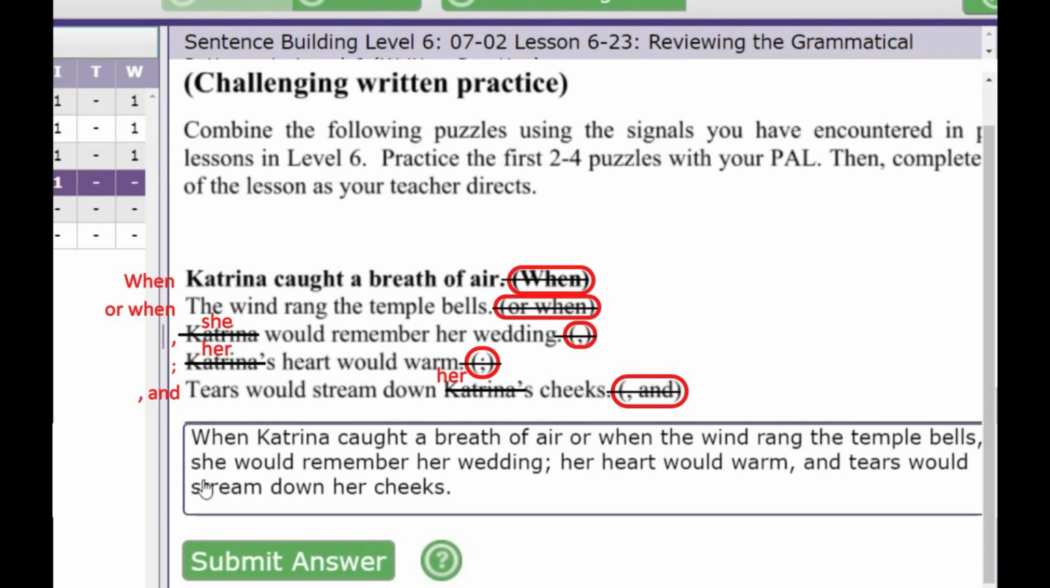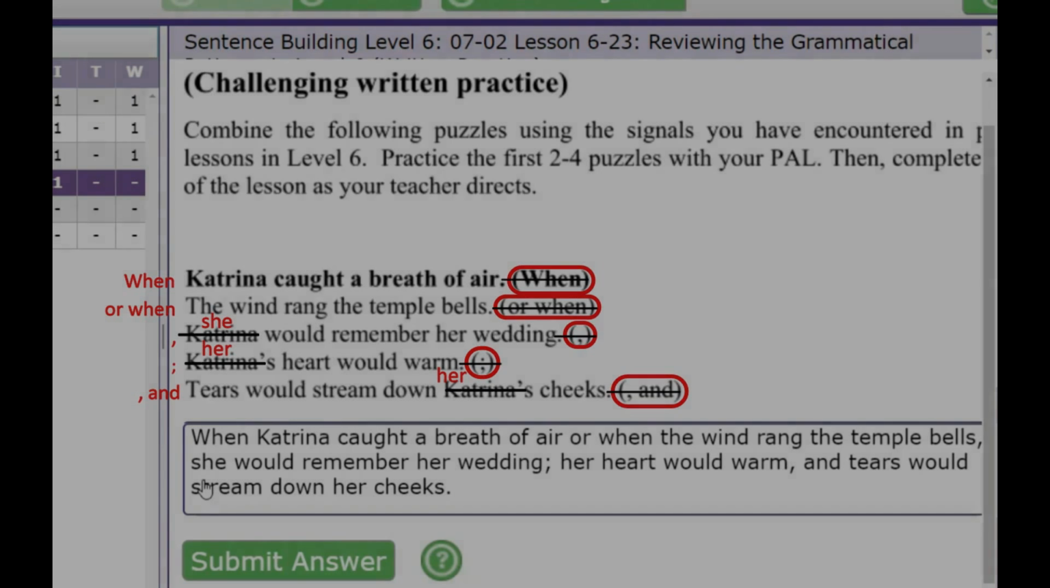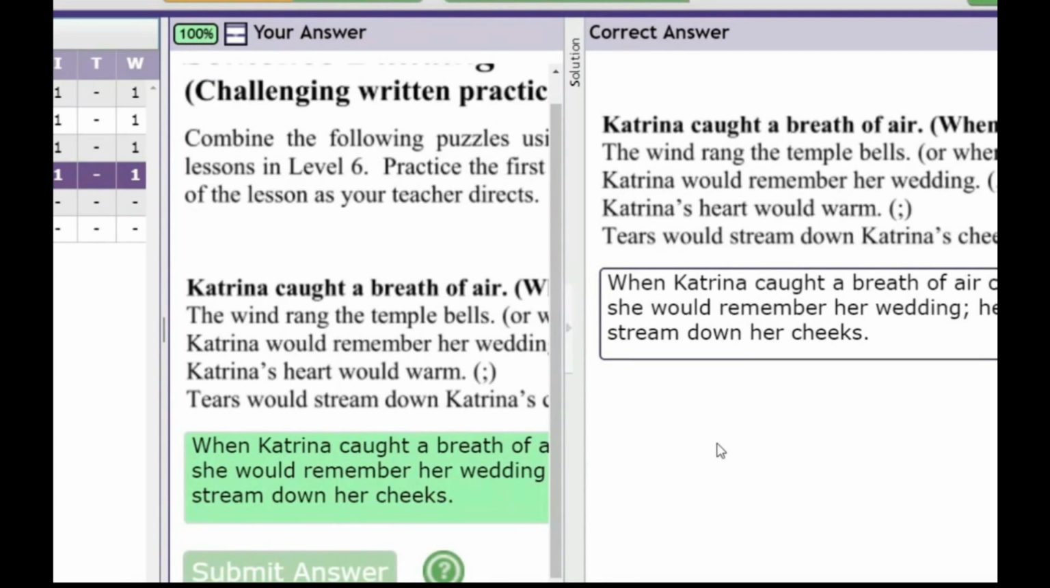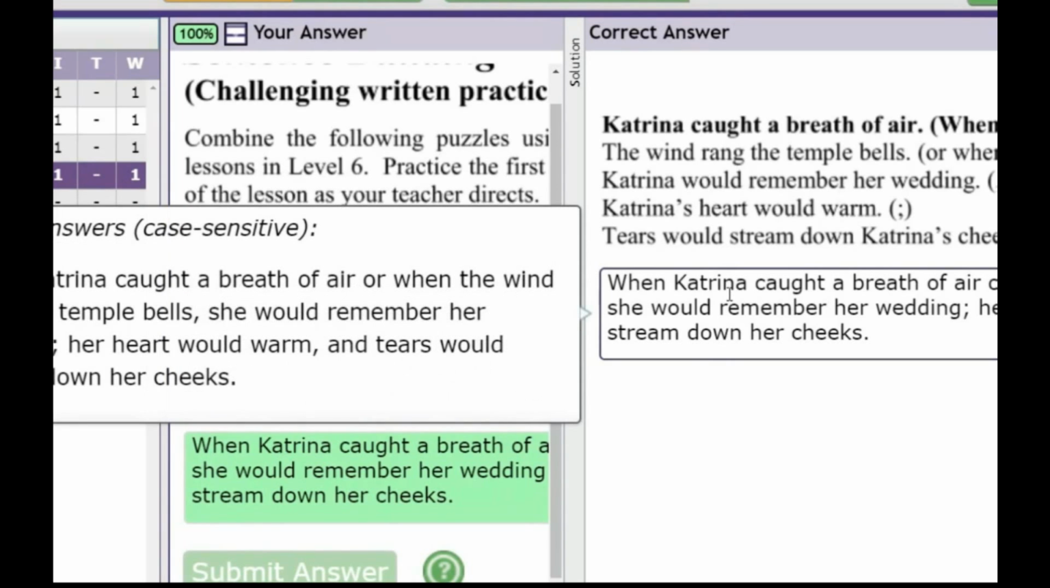Click Submit and see if the computer agrees. It does. The combined sentence was acceptable. Scroll your cursor over the answer on the right half of the screen to see if there are other acceptable answers.